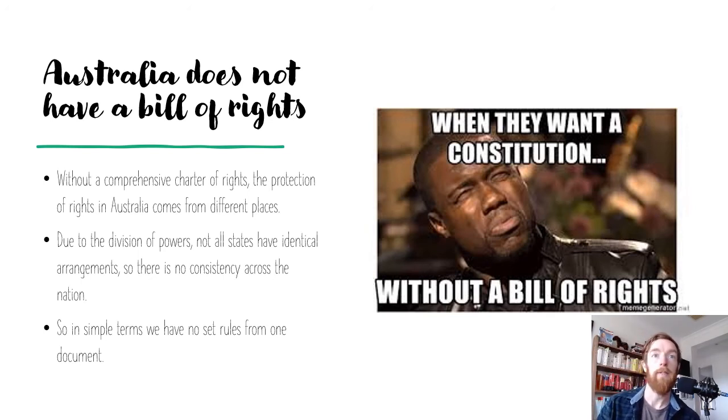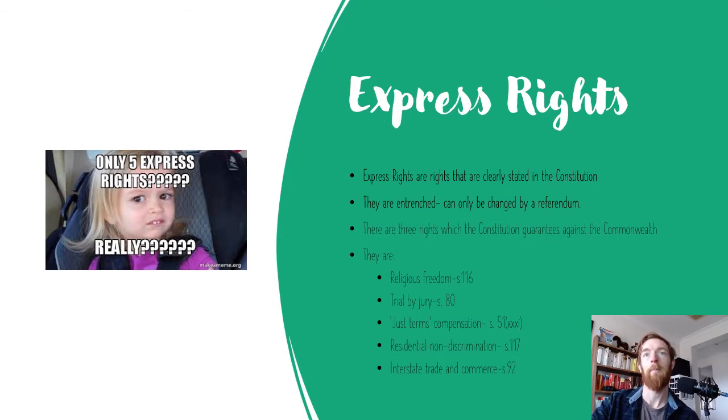So without a comprehensive Charter of Rights, the protection of rights in Australia comes from different places. Due to the division of powers, not all states have identical arrangements, so there's no consistency across the nation. So in simple terms, we have no set rules from one document. Our rights come from the four different sources that we talked about earlier: the Constitution, statute law, common law, and the Victorian Charter of Human Rights, because we don't have a Bill of Rights listing them all in one spot.